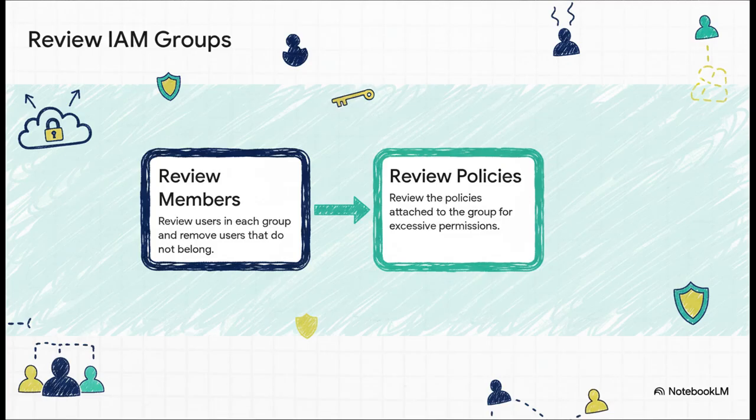Next up, groups. Now, groups are great for managing permissions, but they can easily suffer from what we call permission creep over time. So check who's in each group. Does that person who moved to the marketing team really still need to be in the developers group? And then look at the permissions on the group itself. Make sure it only has what it absolutely needs.